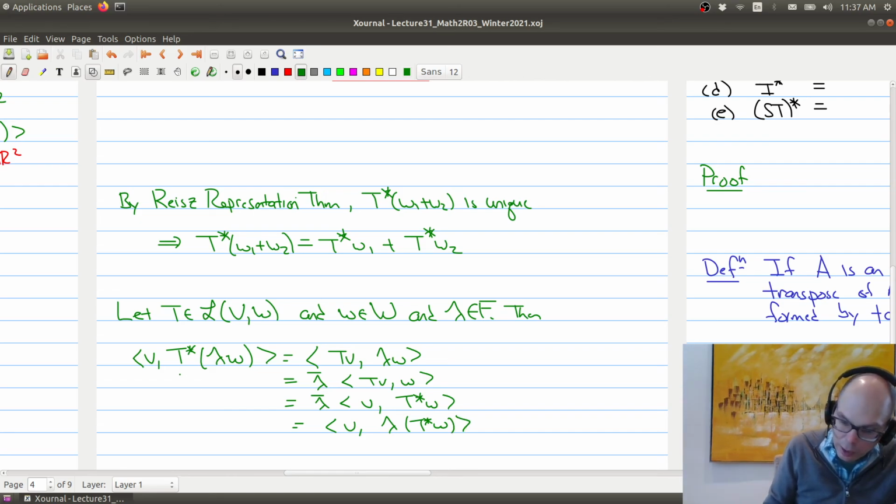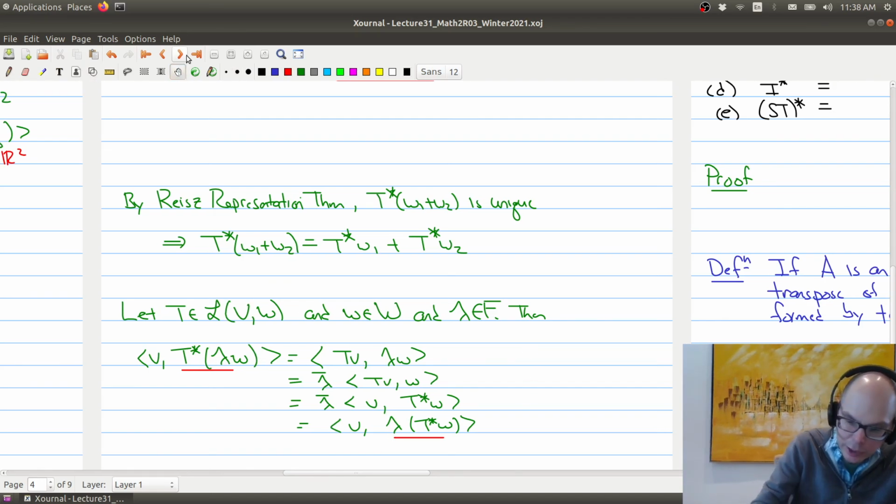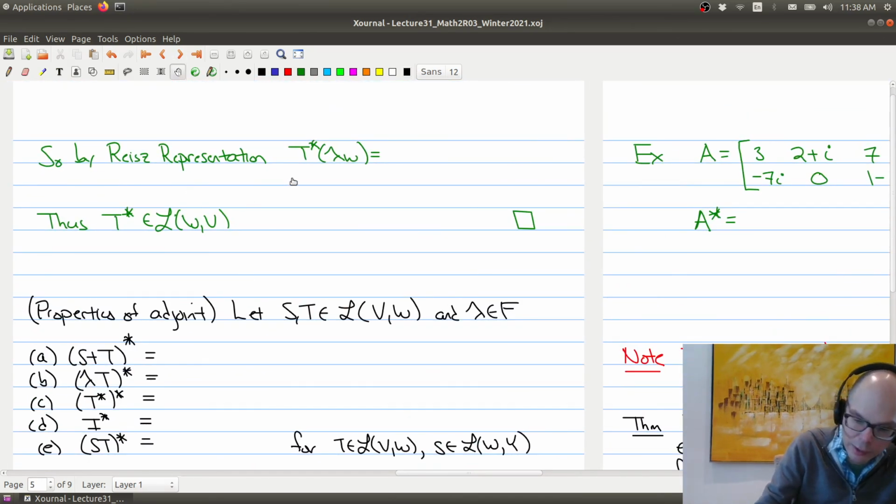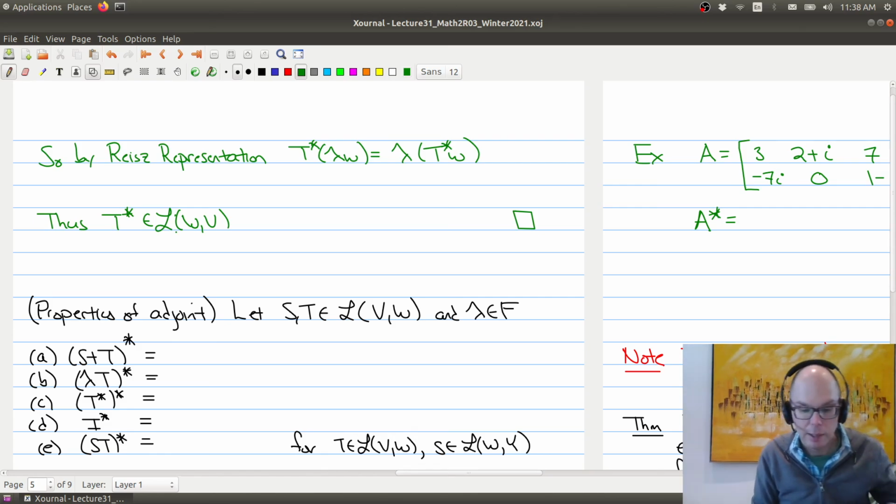And now, by definition, this is the unique term that gets associated with this inner product. But we also see that this guy gets sent to this. So by the Riesz representation theorem, these two things have to be equal. And so as a conclusion, we know that the adjoint is actually an example of a linear map.